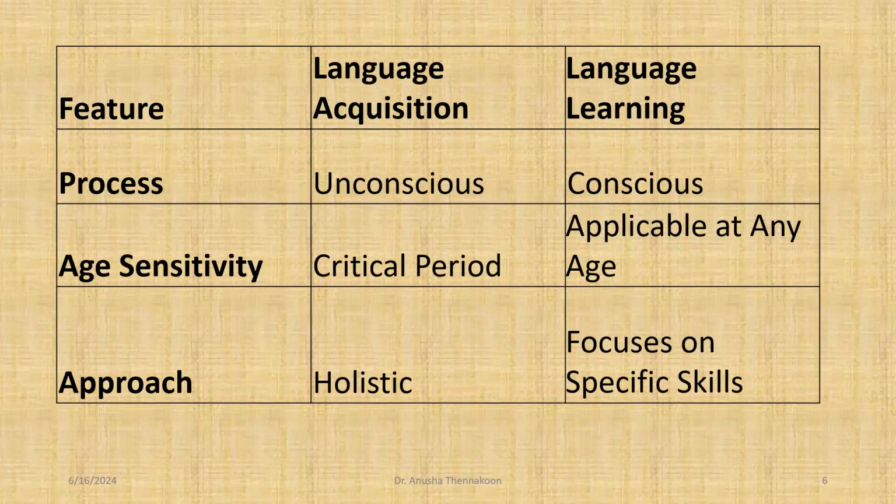So when we talk about the approach, language acquisition is holistic. It's as a whole, everything is paid attention. But when it comes to language learning, the focus is on specific skills because everything in the language cannot be taught. So teachers are selecting certain things, certain skills and teaching children. But when we are acquiring a language, we acquire everything. Okay?